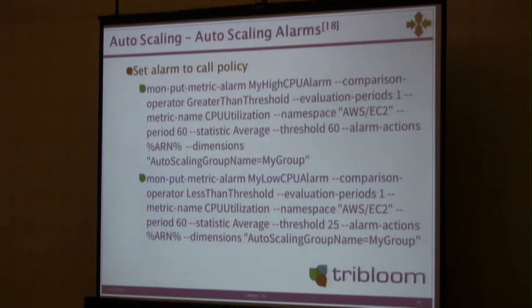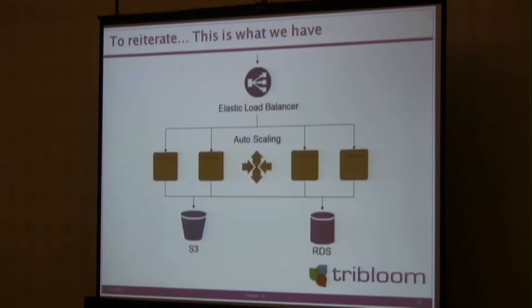So that means that after 60% CPU for a minute, I'm going to add another server. And if I go down below 25%, I'm going to take away a server as long as I have at least one. So you'll never go down below 1 because I set a minimum of 1 server.